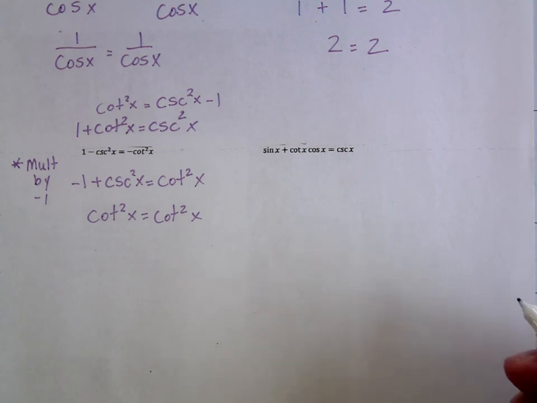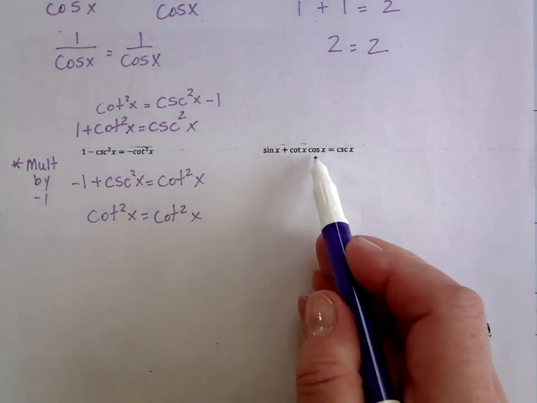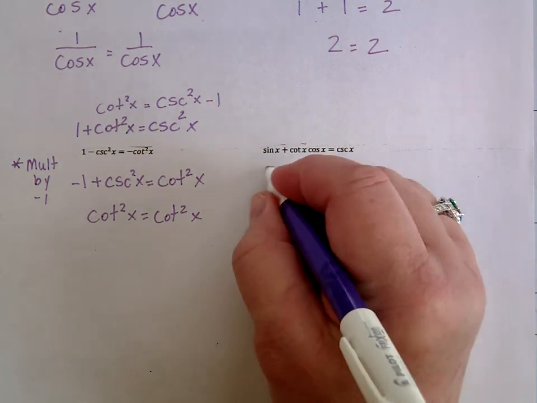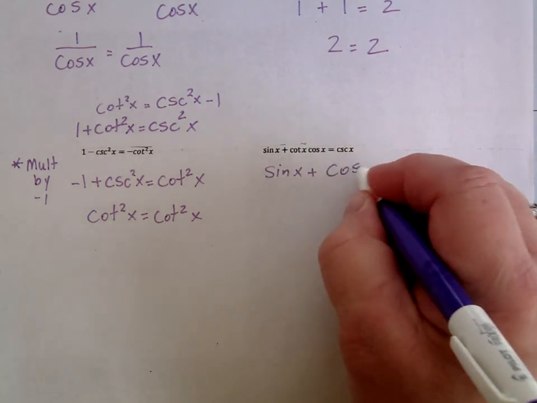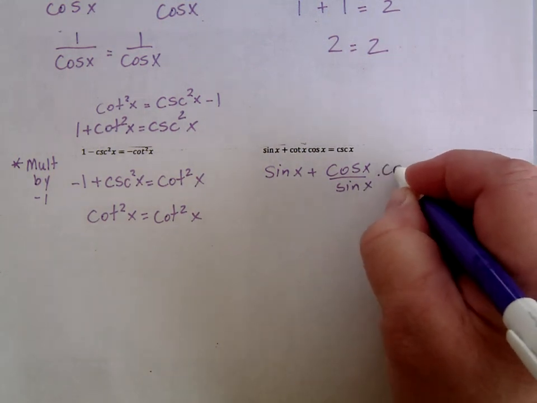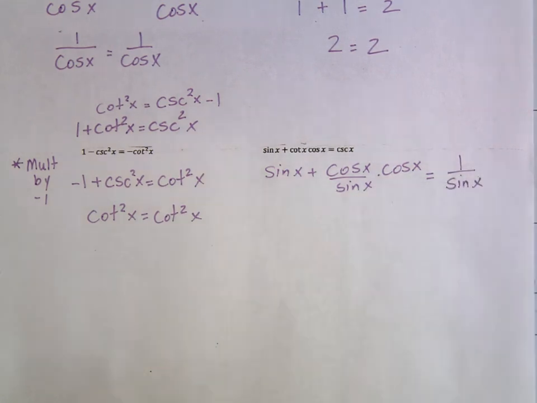Here comes the last one. I have sine, I have cotangent, cosine, cosecant. I have no screaming identities that are looking at me, so I'm just going to change everybody to sine and cosine and see where it goes. Sine stays sine. Cotangent becomes cosine over sine, times another cosine. Oh man, they don't cancel out. Equals cosecant, which is 1 over the sine. So everybody wants sine and cosine.